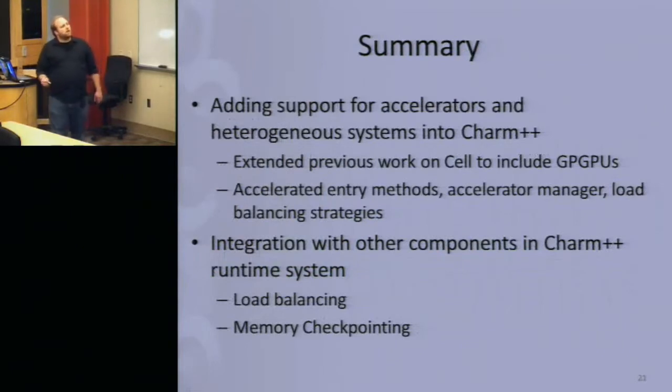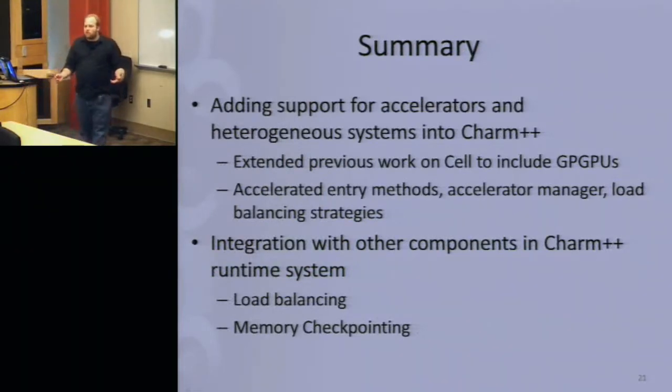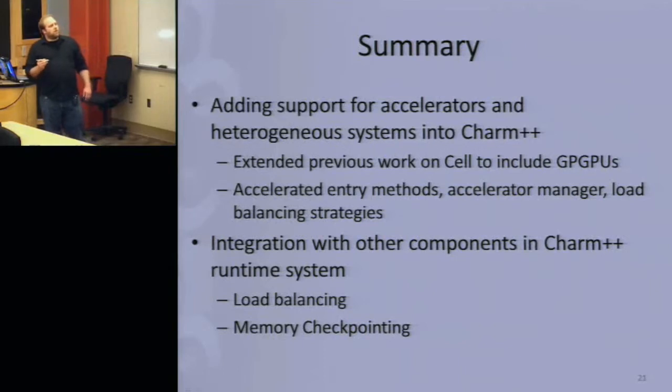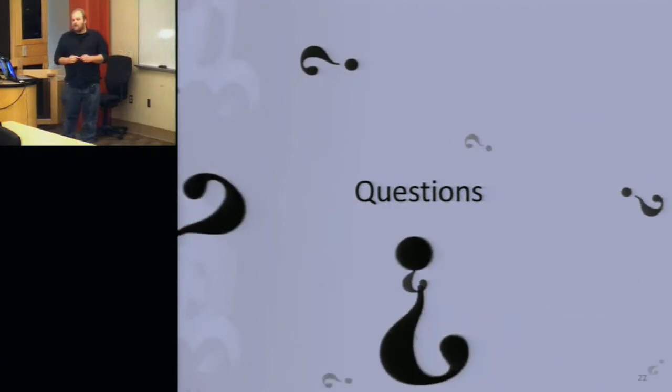Just to summarize real quick, we've been working on adding support for accelerators into Charm++ in addition to supporting heterogeneous systems. Today I talked about our GPGPU support very briefly, but we also have support for Cell, and all of this is portable to host core systems as well. We've included in Accelerator Manager various load balancing strategies, support for or integration into other components of Charm++, for example, the load balancer and the memory checkpointing schemes that I talked about. So with that, I will leave it to questions.